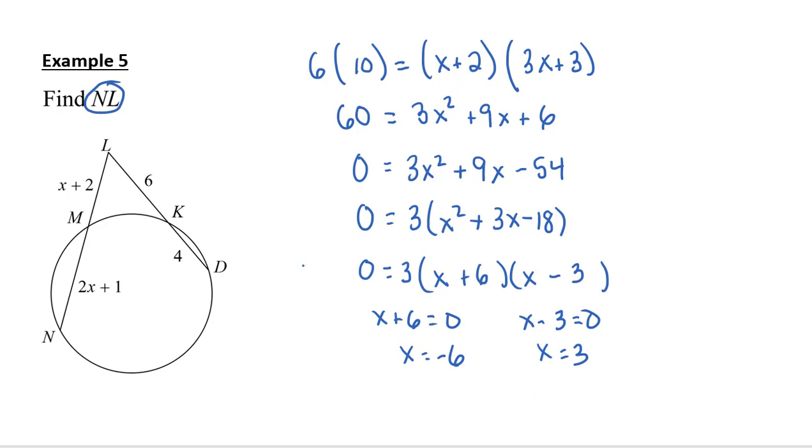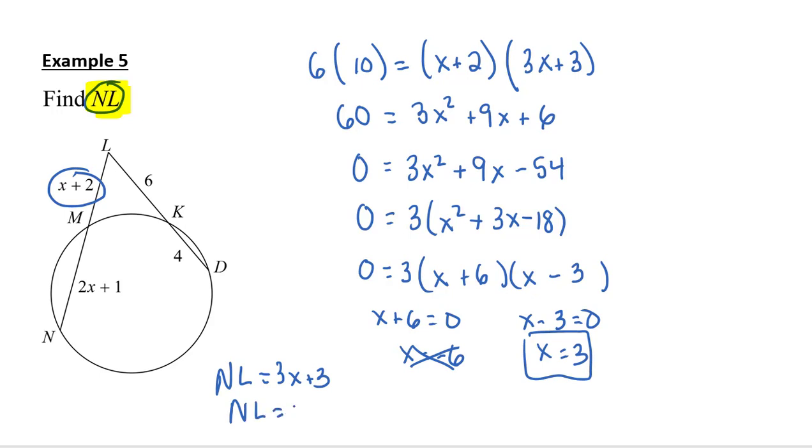Again, if I plug in negative 6 into x plus 2, I would have a negative segment length. So that's not an answer. So x equals 3, but be careful. I'm glad I looked at this. I need to find NL. So that's not that whole segment length. NL is the segment length of 3x plus 3. So NL, if I plug in 3, I get 12.